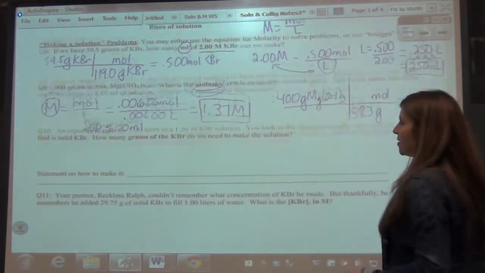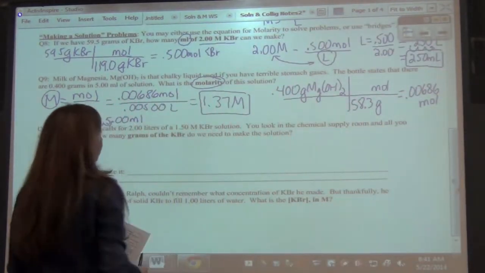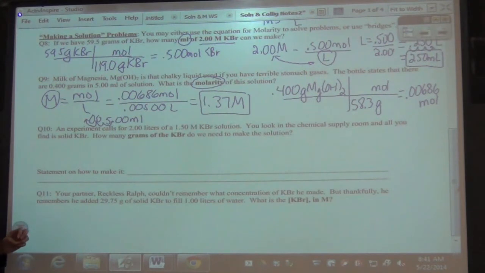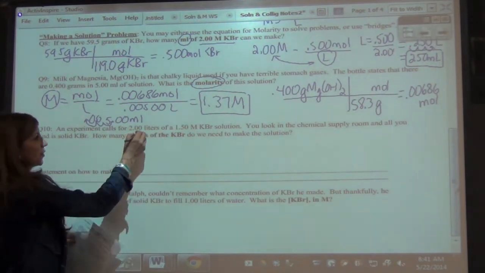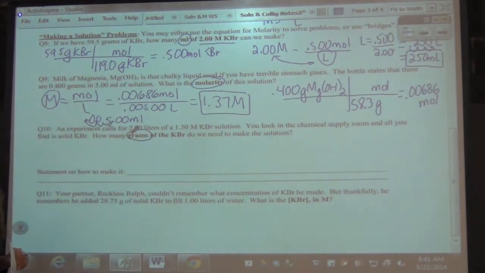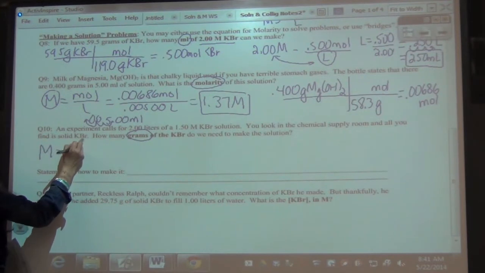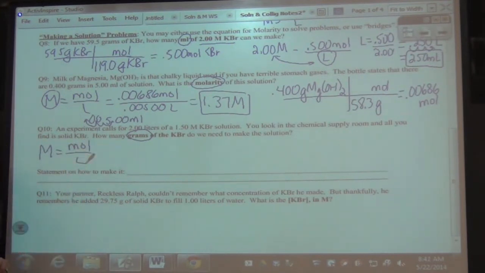This one says, an experiment calls for 2 liters of a 1.5 molar KBr solution. You look in the supply room, and all you find is the solid stuff. How many grams of the KBr do we need? Well, if we're looking for grams, our equation is big M equals moles over liters. What part of this are we actually solving for that would give us grams? Awesome, moles. Once you get moles, then you can do a bridge to get grams.